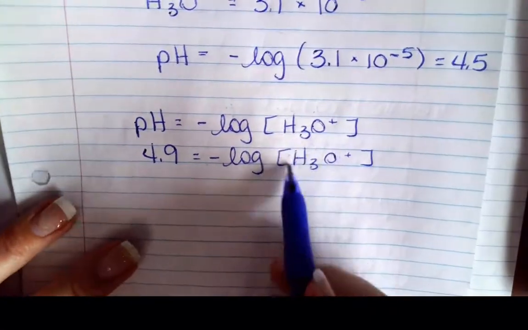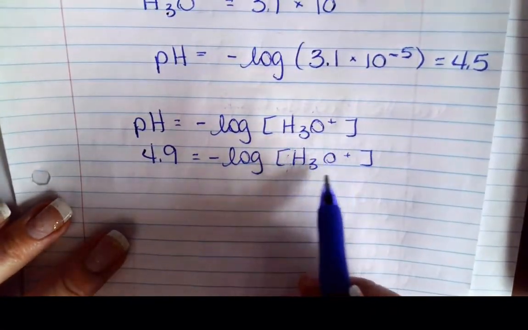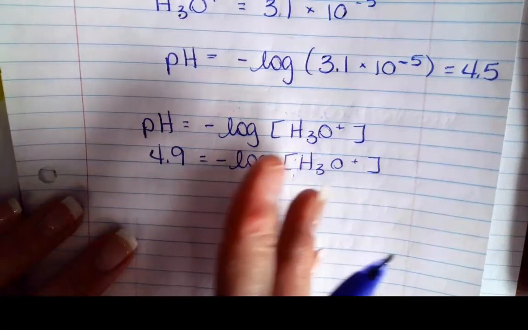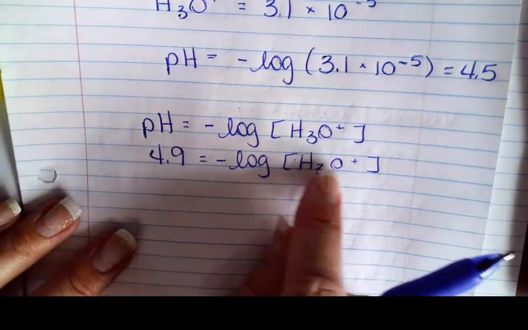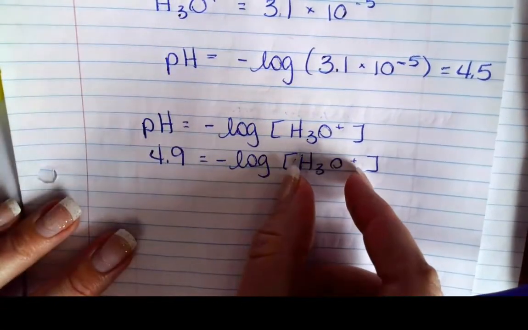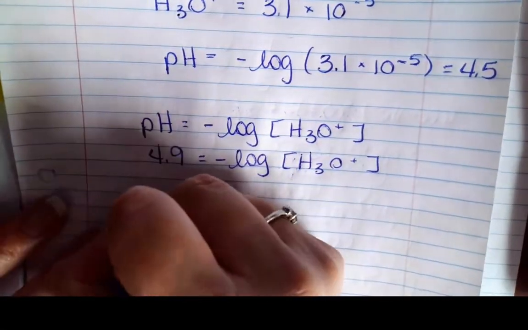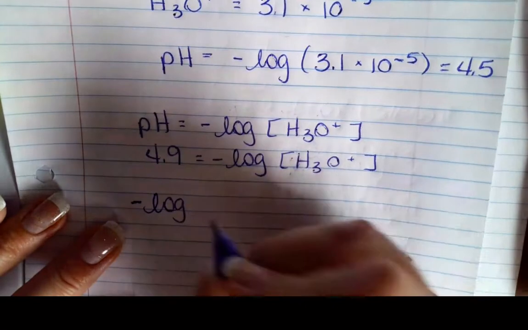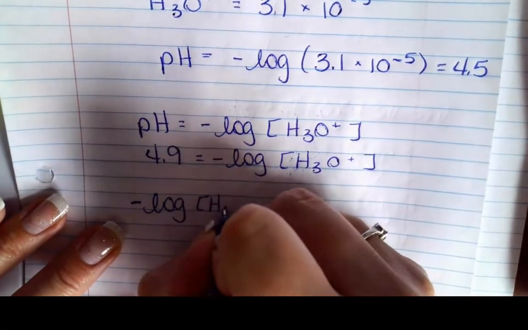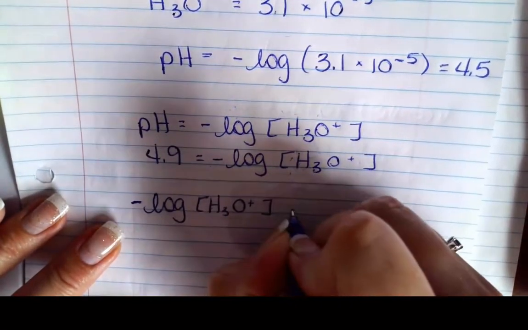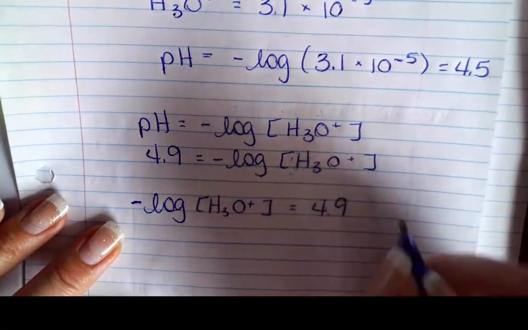So remember, this is just a really weird variable. We're not solving for H, or that little subscript 3, or those O's. This is a clump. This is one thing. So what I would like for you to do is flip-flop. So I've got a negative log of this hydronium ion concentration, and that's going to equal 4.9.